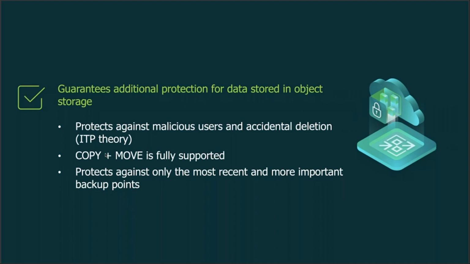Copy mode instantly copies that data to object storage as soon as it's backed up, and move mode is a tiering mechanism, so it moves it after a certain period of time. Both of those modes are fully supported with object lock as well. And again, it protects only the most recent and more important backup points, so if I have my copy mode set up and I have immutability on it, it's going to protect it as soon as it's taken. So this is the 1-0 portion of what we're talking about there.